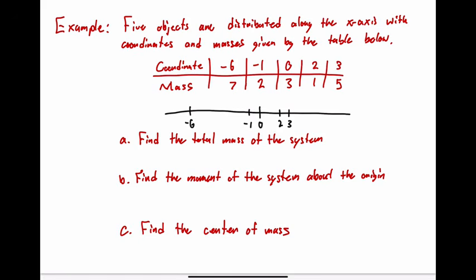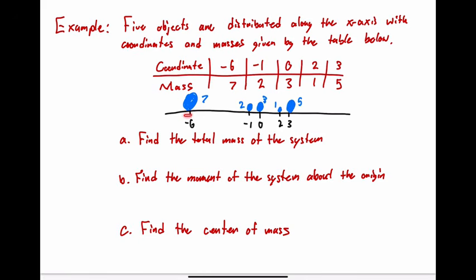And then let's draw in some masses, and we'll try to draw them having a size kind of corresponding to these values here. So at -6, we have a mass of 7. That's pretty large. So here's the first mass. At -1, we have a mass of 2. That's kind of smaller. And then at 0, we have a mass of 3, just a bit bigger. At 2, we have a mass of 1, very small. And then when x equals 3, we have a mass of 5, a little bit bigger.